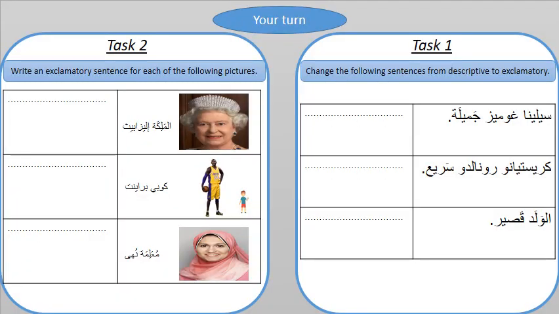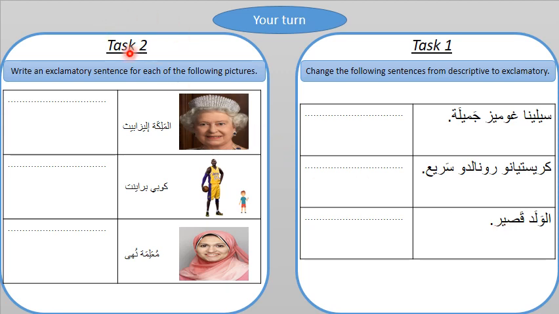Now it's your turn. You have 2 tasks to do for today. Task 1, I want you to change the descriptive sentence that you have on the right hand side into exclamatory sentence. I'm going to read the sentence for you and I want you to read them again one more time before you start. Selena Gomez جميلة. Selena Gomez is beautiful. Cristiano Ronaldo سريع. Cristiano Ronaldo is fast. الولد قصير. The boy is short.